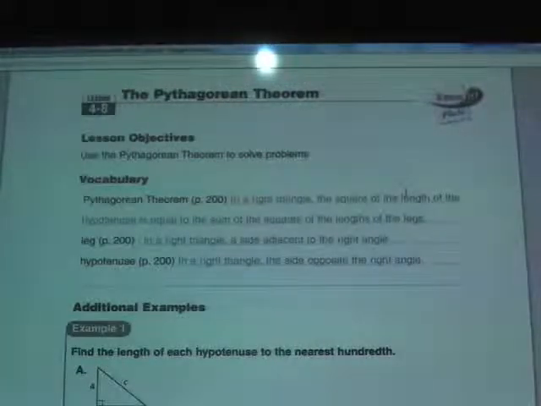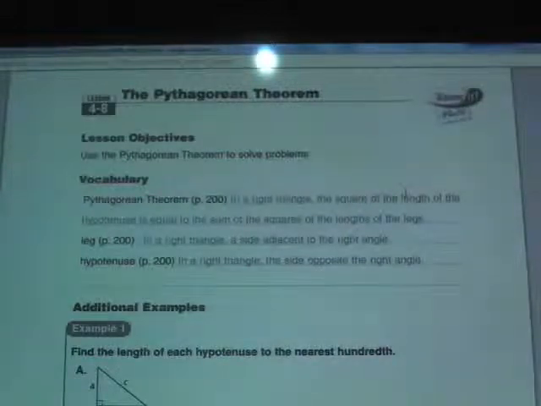Chapter 4, Section 8 in the 8th grade textbook is entitled Pythagorean Theorem. The Pythagorean Theorem is all about right triangles. It's about finding the missing side in a right triangle given two of the sides. The reason it fits into Chapter 4 is we've been talking about squares and square roots.